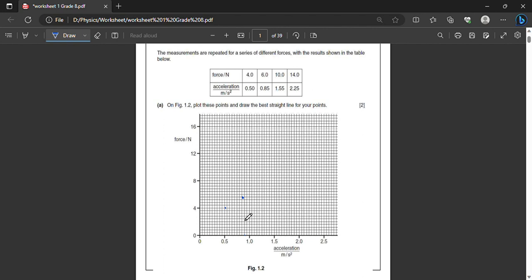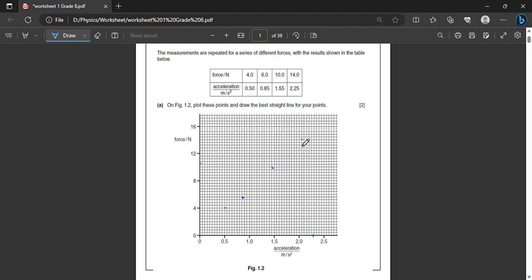The next they said is 10 newtons. Let's make 10 here. So 10 and 1.55 will be over here, so let's estimate and make it be here. Next is 14 newtons and 2.25. So 2.25 will be somewhere in the middle over here, and let's estimate here's 14, so let's put it over here.